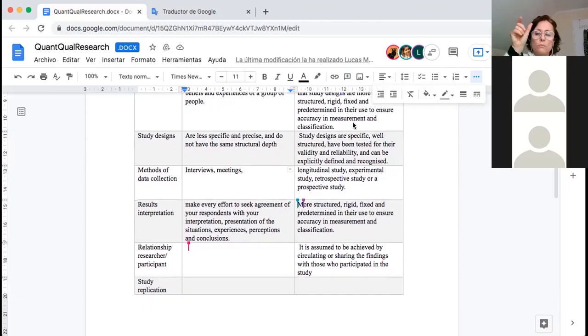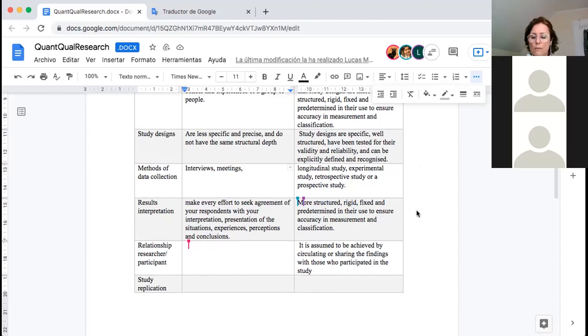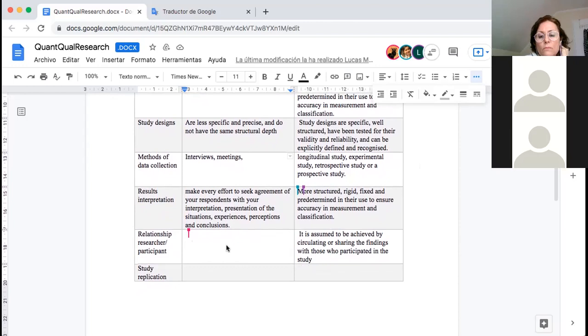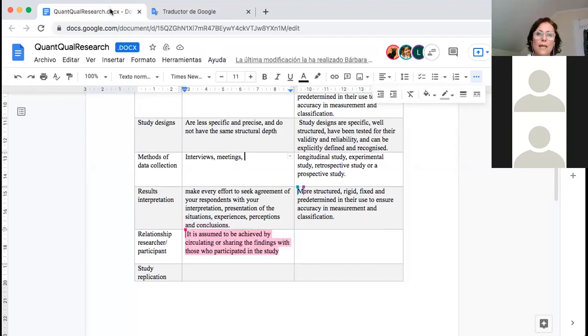Yes, we saw the structure in the drawings. They follow a fixed analysis. Yes, measurement, mediciones, by means of software and classification. Yes, exactly. Excellent. Okay, and the relationship: circulating and sharing findings. Where is this, qualitative or quantitative, according to what I told you? This is quantitative. Are you sure? Qualitative. Yes, exactly. It's on the other side, because the qualitative researcher is nearer to the participants and can therefore go back to the participants and they can agree on the interpretation.